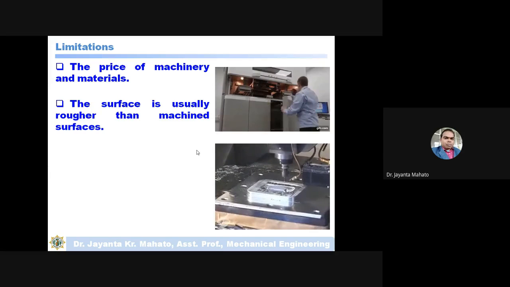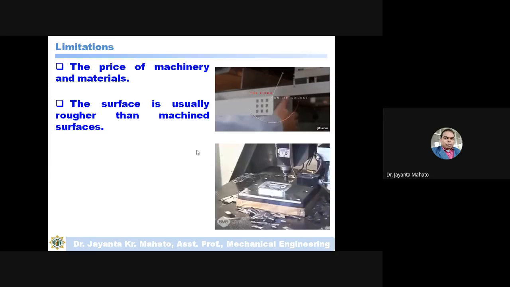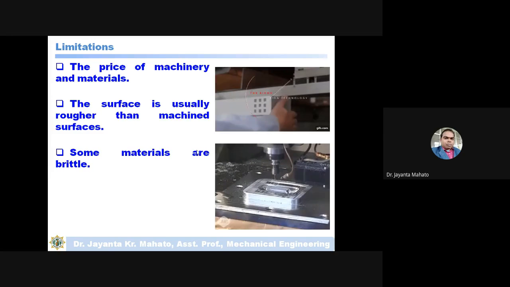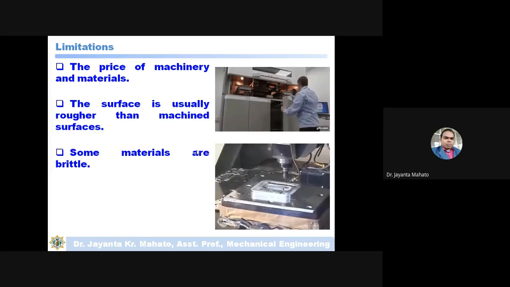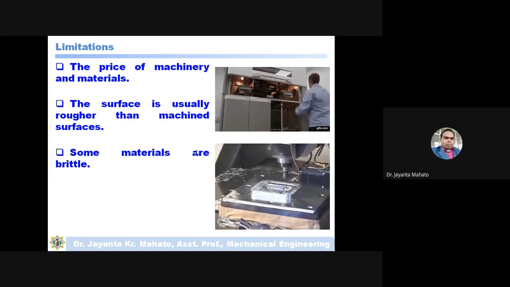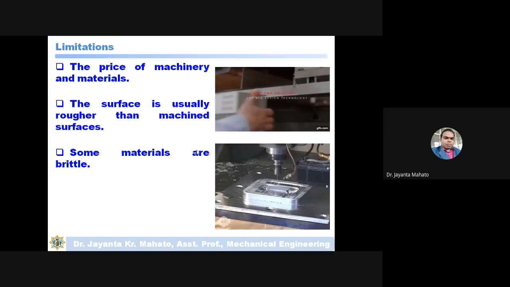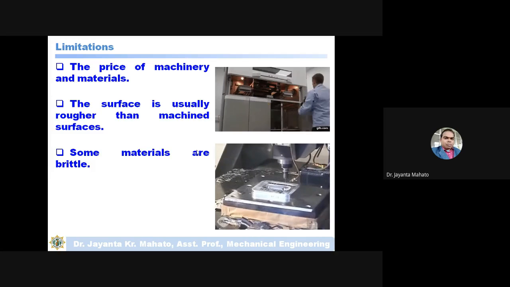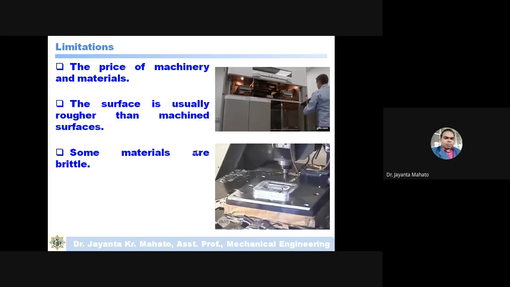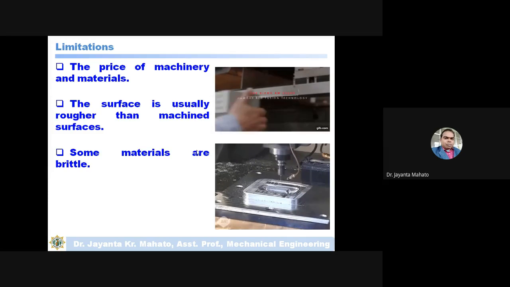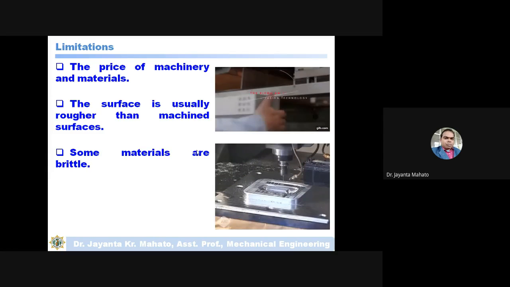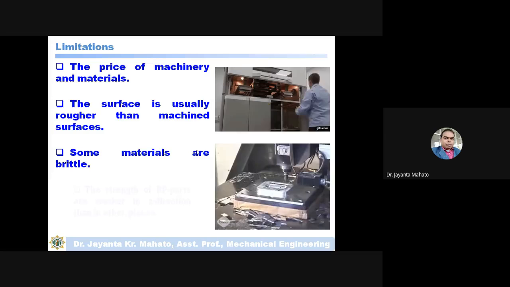The surface is usually rougher than a machined surface, and sometimes a rough surface may be generated. Some materials are brittle, like glass. Brittle materials like glass are not suitable for this manufacturing process, as they may suddenly break. So these are small limitations.